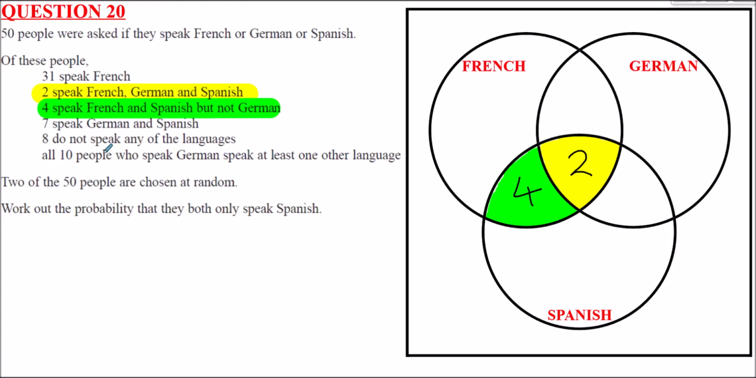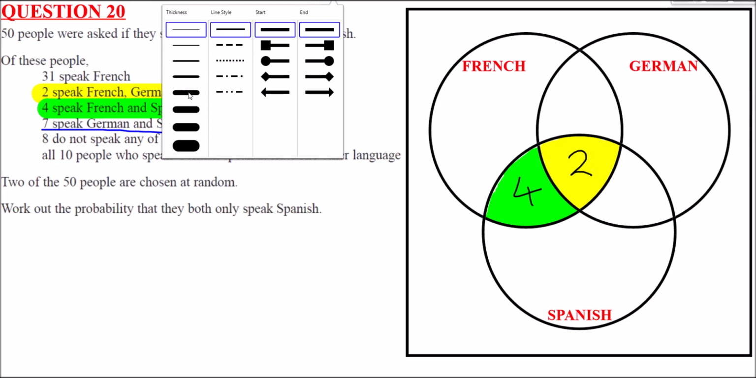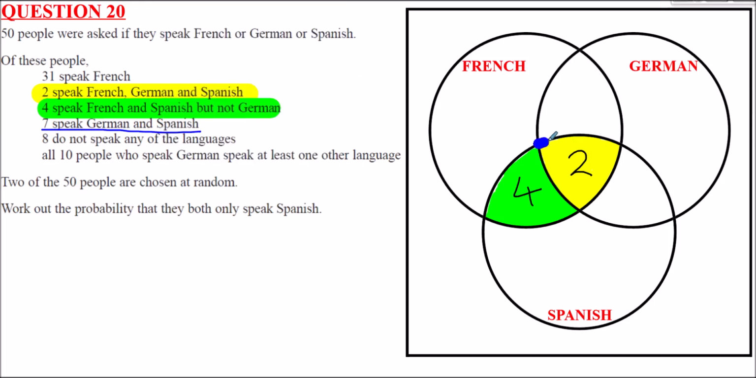Next it says 7 people speak German and Spanish. So if they're speaking German and Spanish, they need to live in the place where the German and Spanish circles both overlap. So that's going to be this region here, where the German and Spanish circles overlap. This needs to total 7 people. So far we've got 2, so this other sub-region must be the other 5 people.